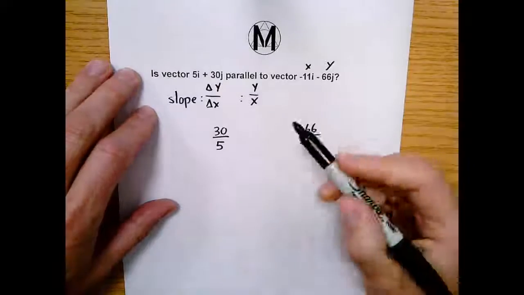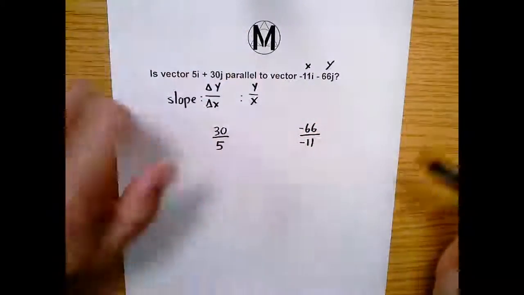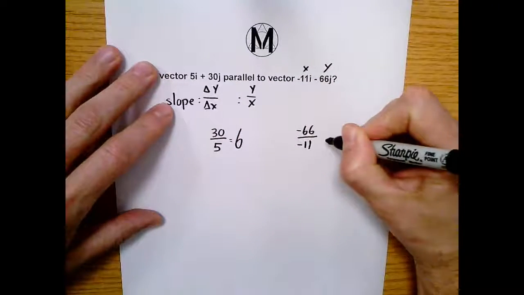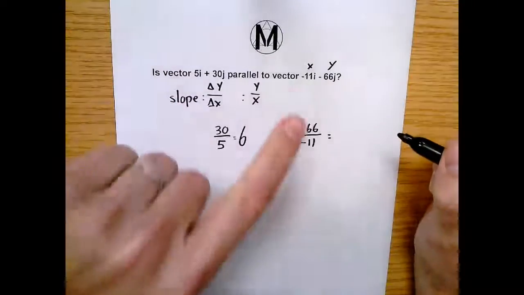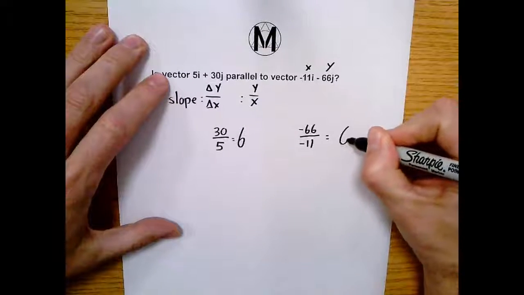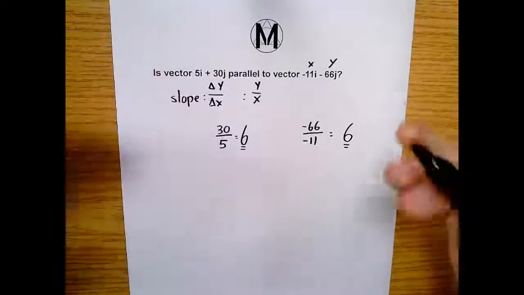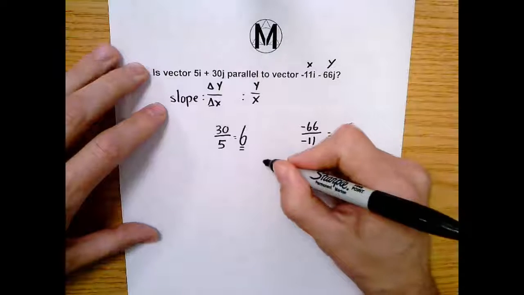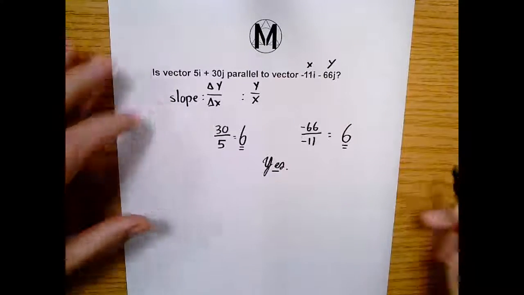So let's just do some division. What is 30 divided by 5? Well, 5, 10, 15, 20, 25, 30. It goes in 6 times. So this one would be 6. And then how many times does negative 11 go into negative 66? Well, 11, 22, 33, 44, 55, 66. It goes in 6 times and is positive because the two negatives make a positive. You can see that they are the same. The slopes are the same, therefore they are parallel. So you would just write the answer, yes. There you go.